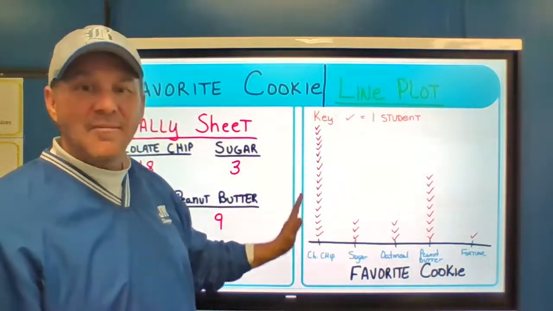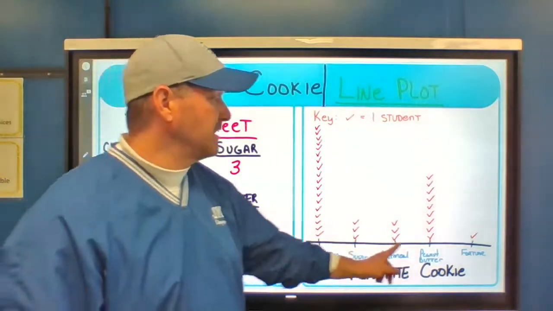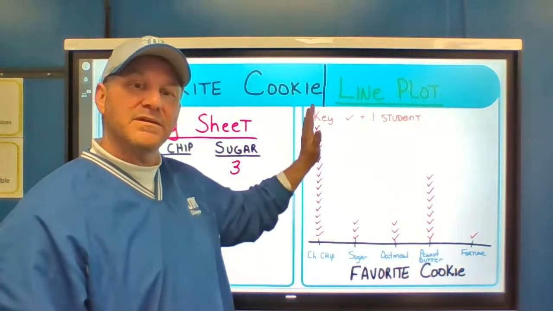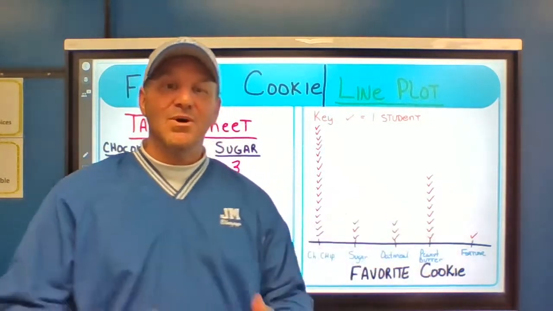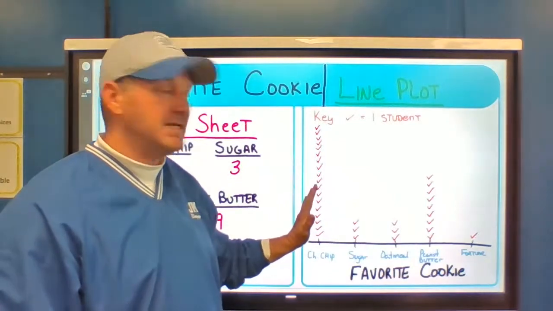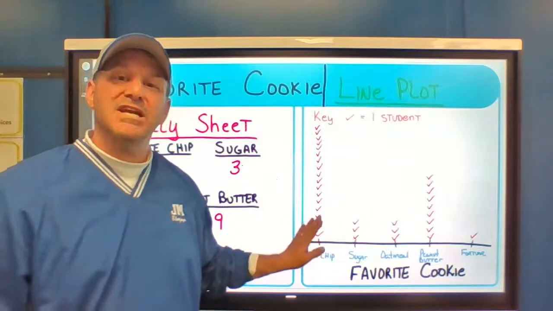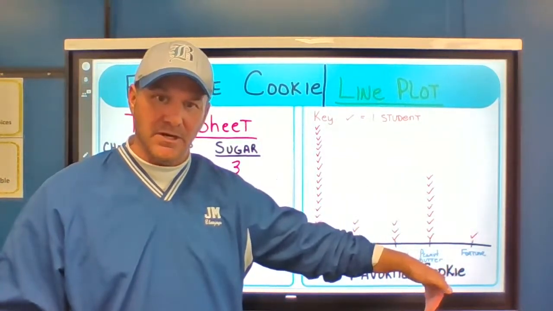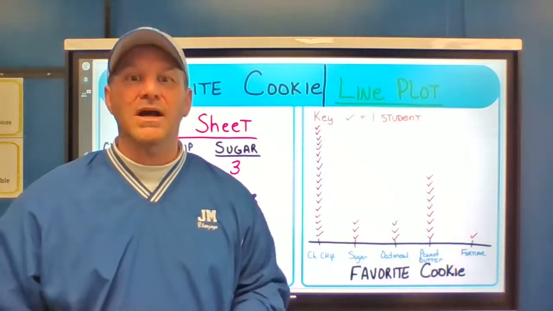I could say, how many more students like chocolate chip cookies than liked peanut butter cookies? So I want to know how many kids like chocolate chip cookies versus peanut butter cookies. Well, I'm finding the difference between those two. So I would take my 18 minus my 9, and I would answer that question and say 9 more students like chocolate chip cookies than liked peanut butter cookies. So you can take a look at this data and answer all kinds of questions.